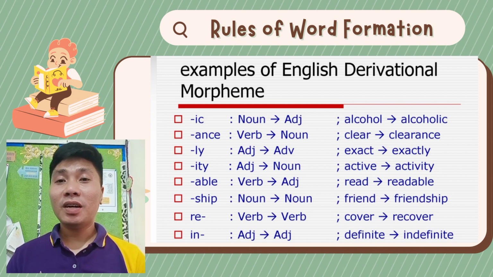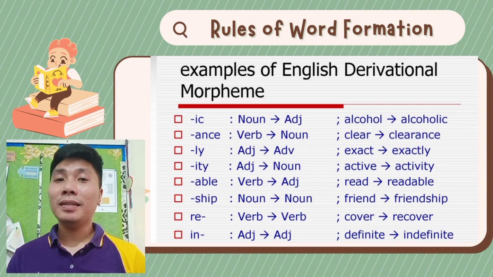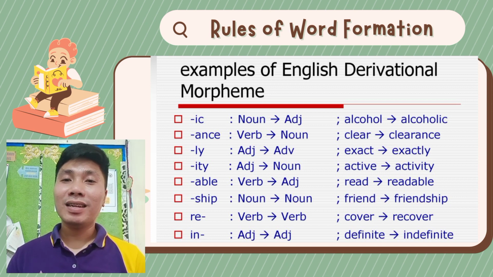And here are the examples of derivational morphemes. First, we have the derivational morpheme -ic, and attach it with the noun alcohol, and it creates the word alcoholic. That is an adjective. Second, we have the derivational morpheme -ance, attach it with the word clear, which is a verb, and it creates the word clearance as a noun. We have the derivational morpheme -ly, attach it with the word exact, that is an adjective, and it creates the word exactly, which is an adverb.